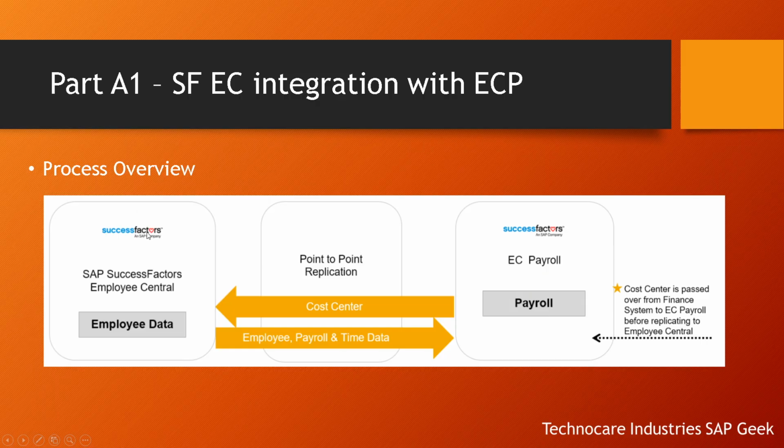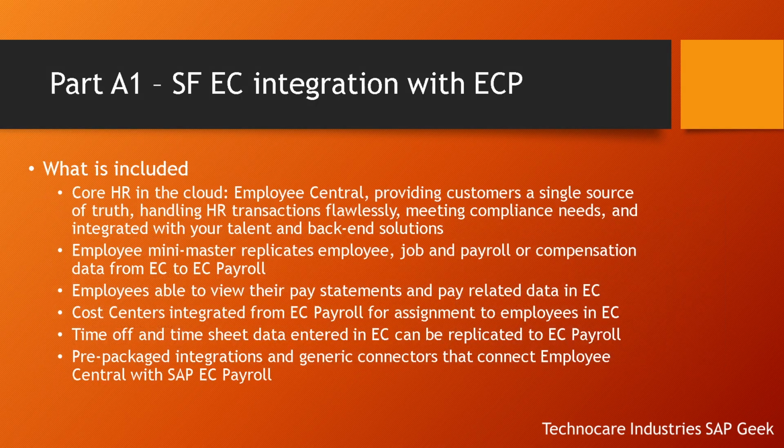So this is the overall process of Employee Central Payroll and how it works. Let us see what is included in the standard product. Core HR in the cloud means the customers will have a single source of truth handling all their HR transactions in a single place, which will meet the compliance needs, and it will also be integrated with the talent and the backend solutions.